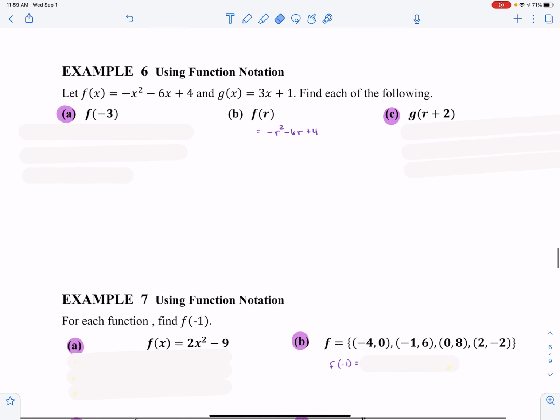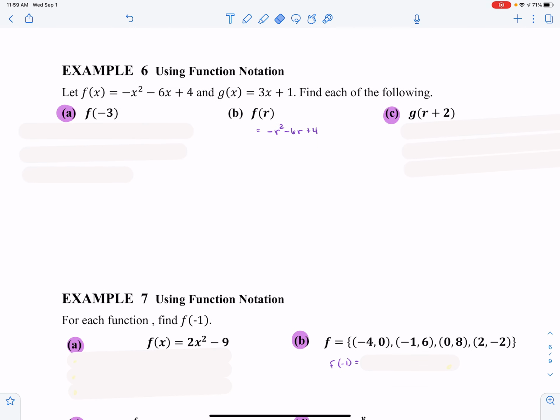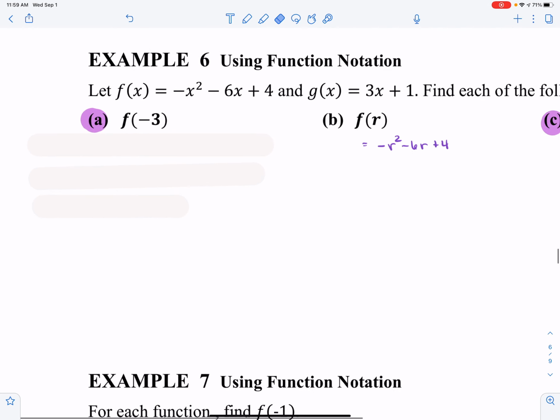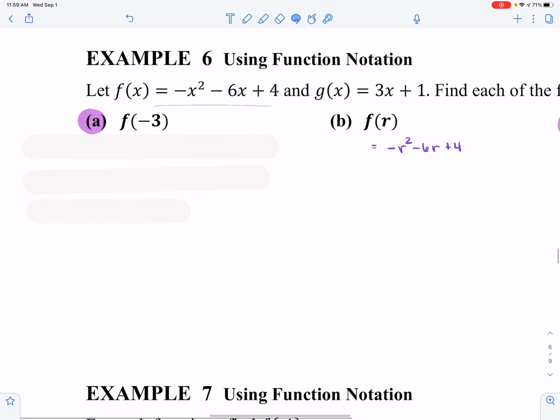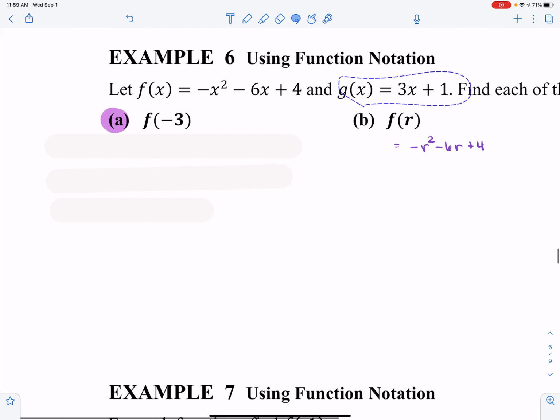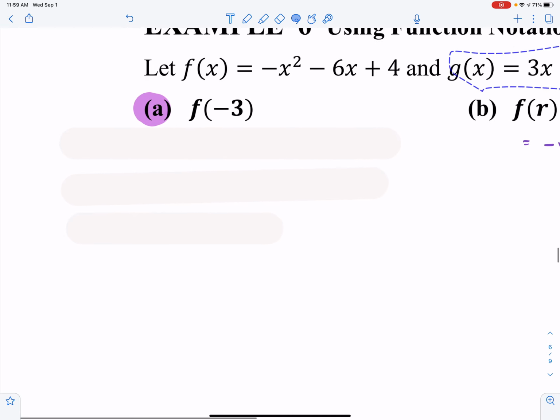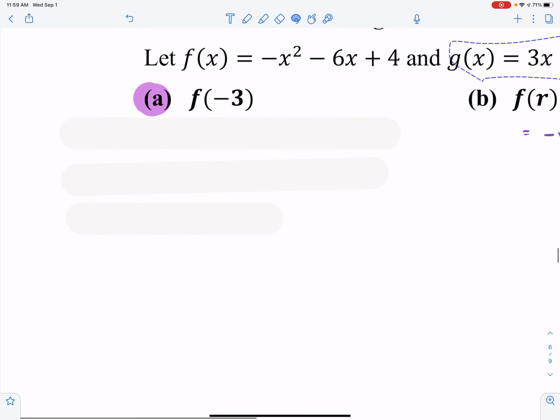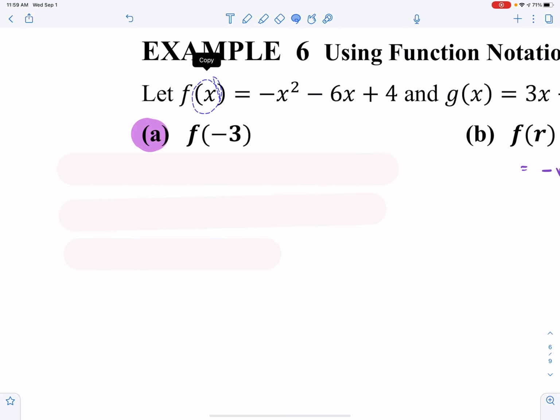All right, so let's put this into practice. I'm going to do parts A and C. Notice that I was given two things. I was given an f of x, and I was also given a g of x. For part A, I only care about the f of x part. Okay, so I'm told to find f at the x value of -3. Notice my x here is being replaced with -3. So then every time I see an x over on this side, I'm going to replace it with a -3.